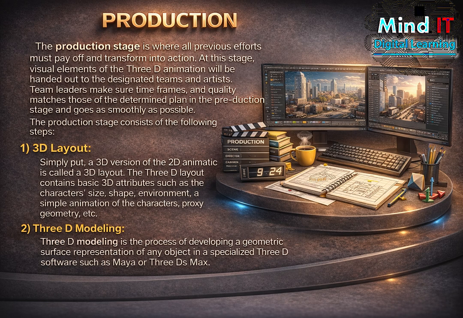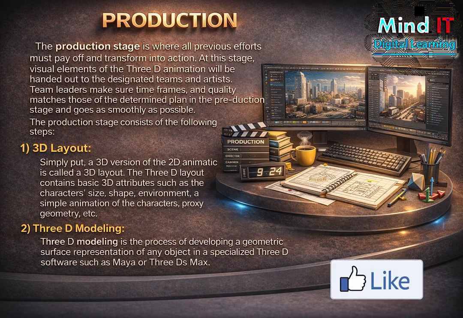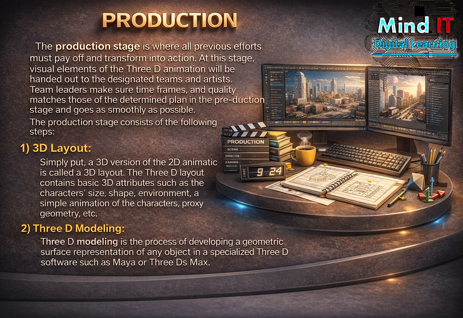3D layout. Simply put, a 3D version of the 2D animatic is called a 3D layout. The 3D layout contains basic 3D attributes such as the characters, size, shape, environment, a simple animation of the characters, proxy geometry, etc.